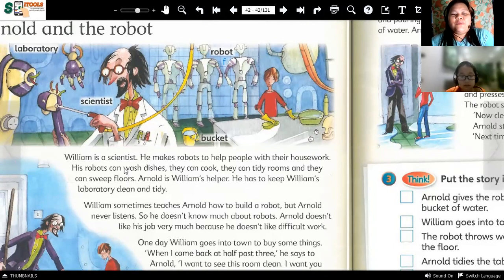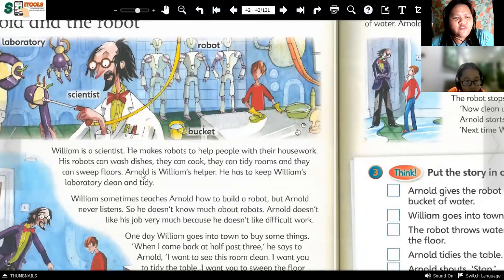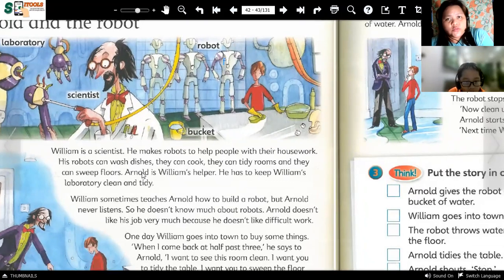Yeah, to help the people do their housework, such as washing the dishes, cooking, tidying rooms, and sweeping the floor. And who is Arnold in the story? Who is he? He is William's helper. Good job. So he needs to do the cleaning and tidying of William's laboratory.